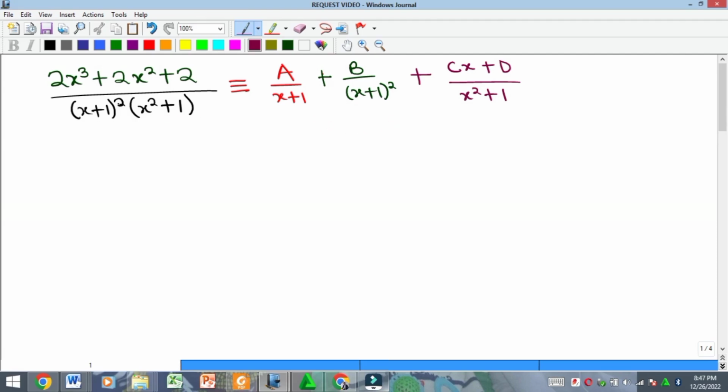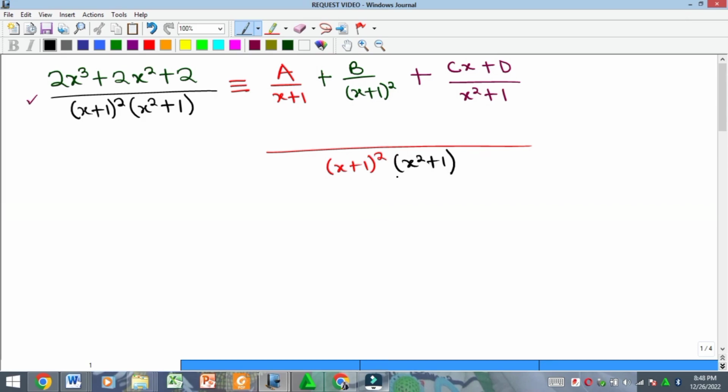Remember that all we're asked to do here is to split this particular fraction into its partial fractions. So now let's go. You recall that the first thing to do here is to get our LCM, and the LCM here is going to be x plus 1 all squared. So now we'll try to simplify.